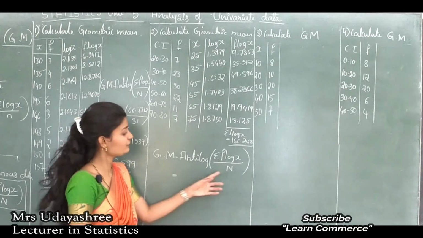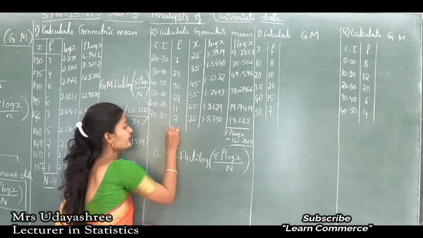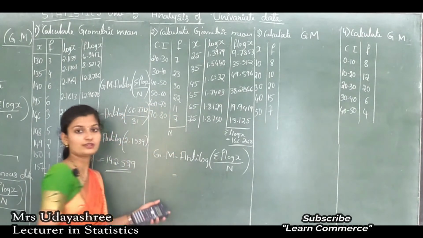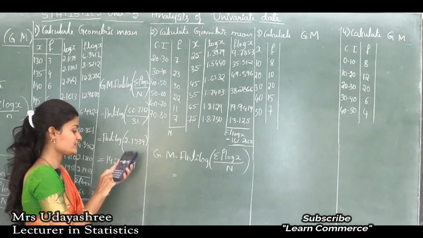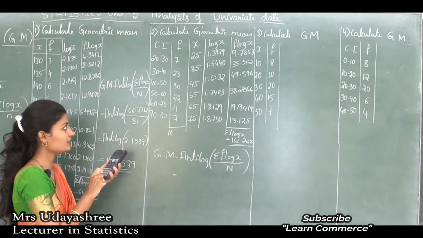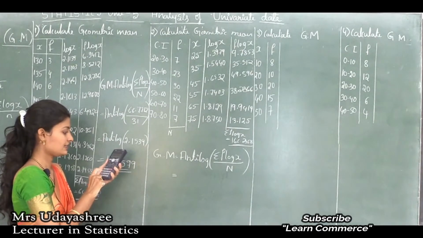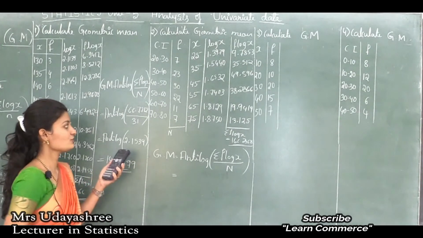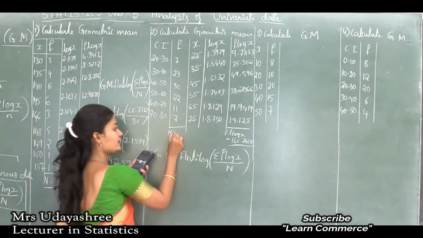Now I will substitute all these values. Before that we need to find capital letter N, which is nothing but the total frequency. How to calculate the total frequency? That is 7 plus 23 plus 30 plus 22 plus 11 plus 7. So capital letter N is 100.